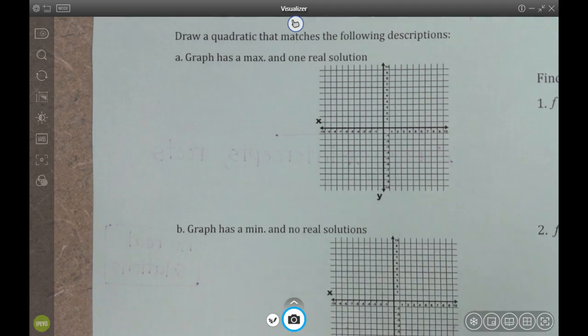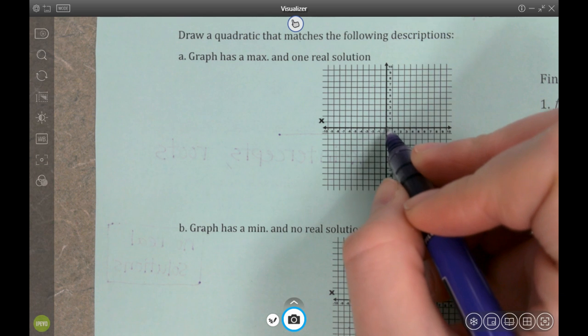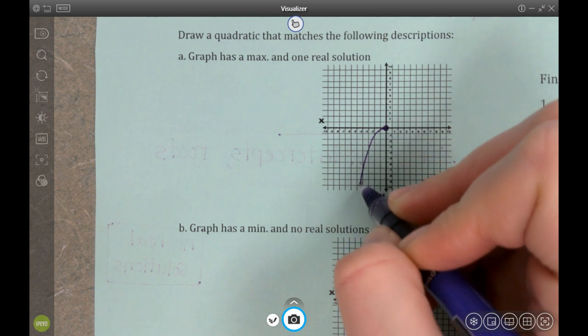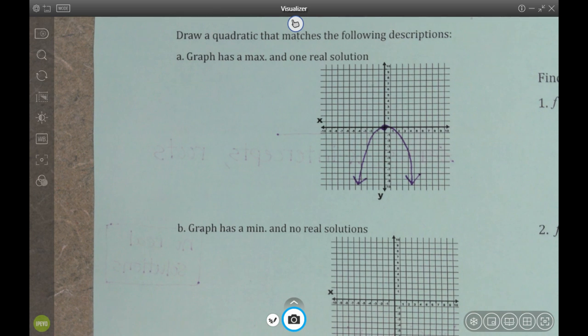Okay, so it can be anywhere you want to. I'm going to put mine right here. And it doesn't have to be specific. You're just sketching what it would look like if it has a maximum and one real solution. Okay, so go ahead and do those next two.